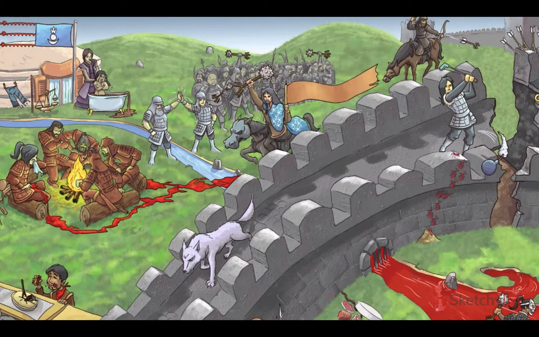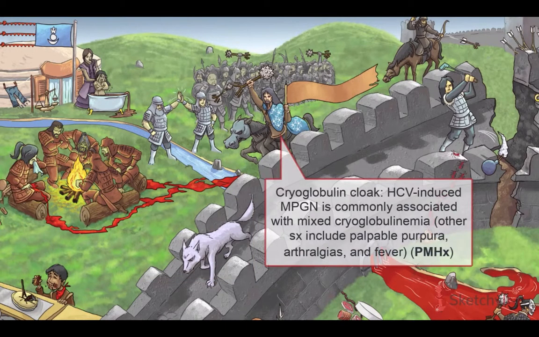Hep C-induced MPGN, specifically, is commonly associated with mixed cryoglobulinemia. So we've also given the hippo horse warrior a cloak of cryoglobulins, which are usually composed of IgMs stuck to IgGs just floating around and mucking up small vasculature. Other systemic vasculitis symptoms are also seen with mixed cryoglobulinemia, including palpable purpura, arthralgias, and fever.